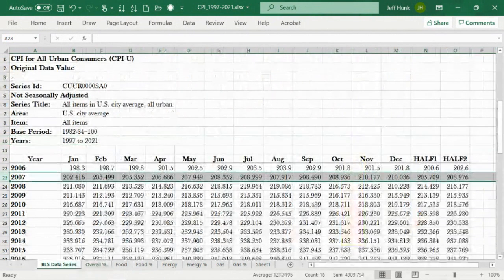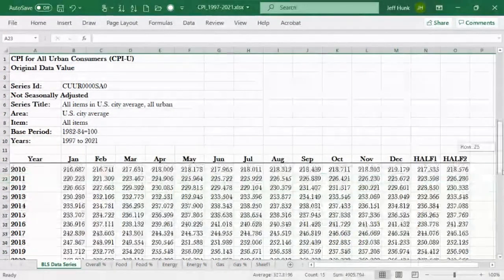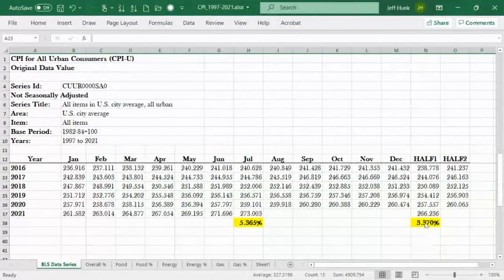And the first half of this year is 3.37. So overall, the average of the first half was still not that high, 3.37, but still higher than the Federal Reserve's target inflation level, right?